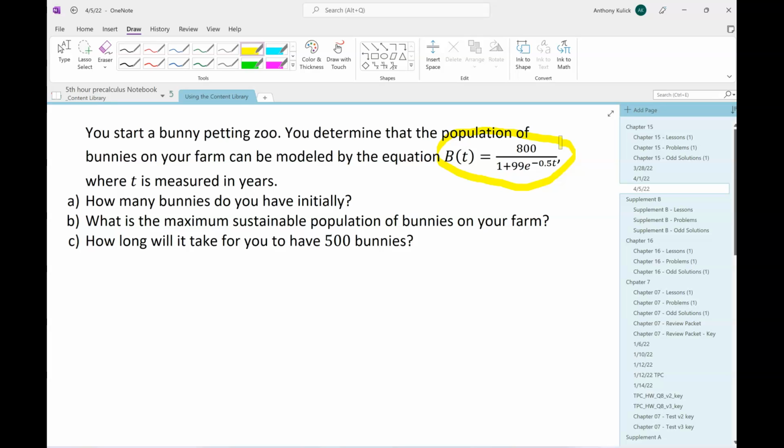All right, you start a bunny petting zoo. Aww. You determine that the population of bunnies on your farm can be modeled by the equation B of t equals 800 divided by 1 plus 99 times e to the negative 1.5 t, where t is measured in years. How many bunnies do you have initially?